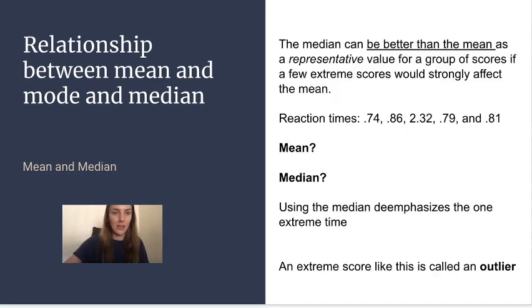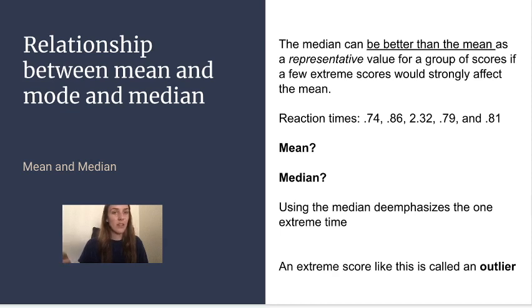Let's take a look at our next slide here. So we're talking the relationship between the mean and the median here more specifically. The median can be better than the mean as a representative value for a group of scores if we have, say, a skewed data set. Remember the word skew? Or if we have something called an outlier or an extreme score.